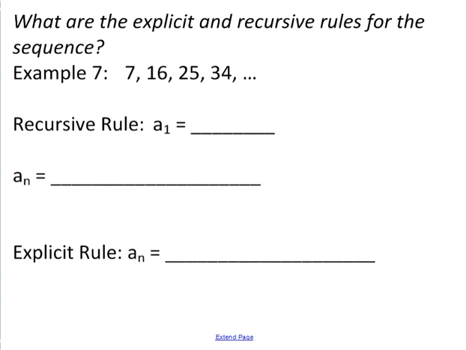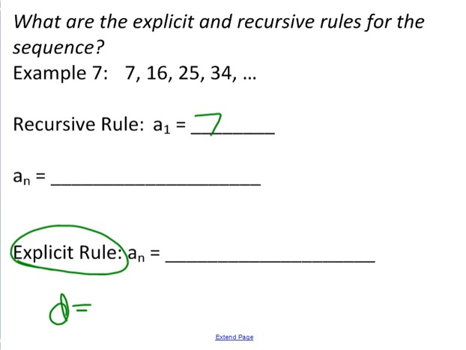Okay, so now it's our turn. I think it's easier to do the explicit rule first, so let's look at that one. For both of them, we need to know the first term, and we need to know the common difference. So the first term is 7, and then we're also going to need the common difference. Common difference, what are we adding each time? So it's looking like we add 9.